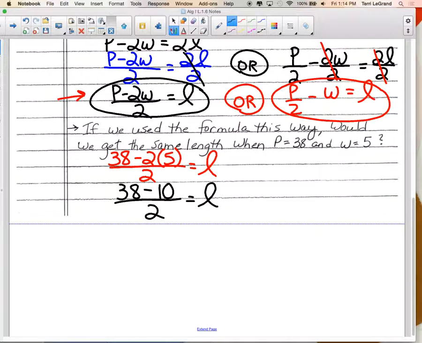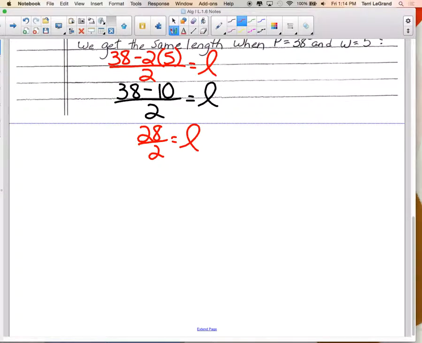38 take away 10, what is that? 28. Divided by 2, what's that? 14. We get the same result, don't we? Just from a different name for the perimeter formula for a rectangle.